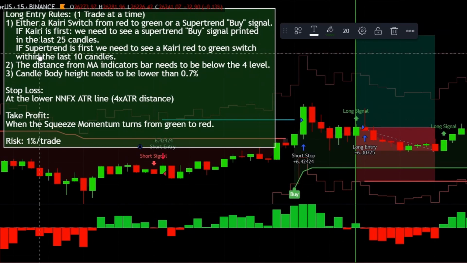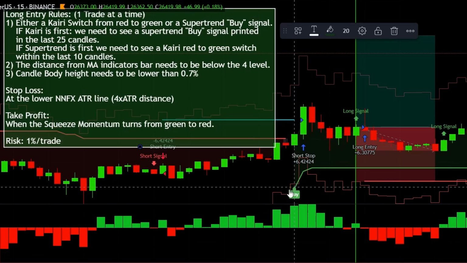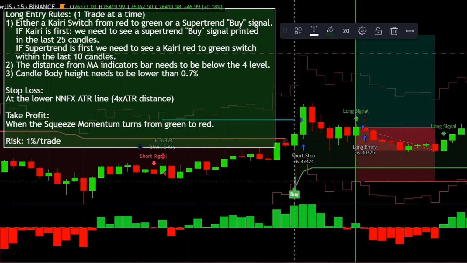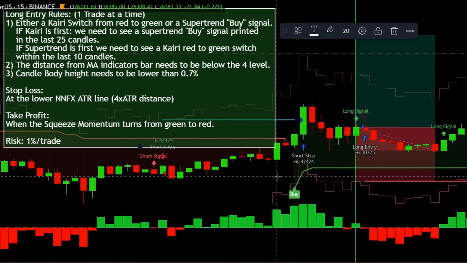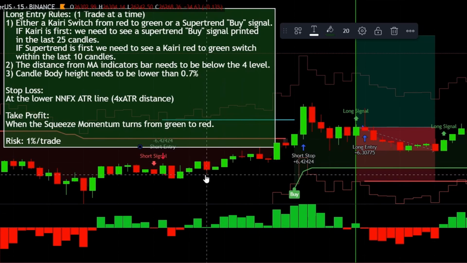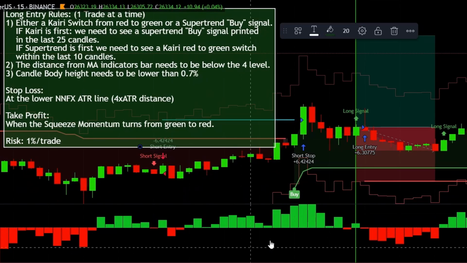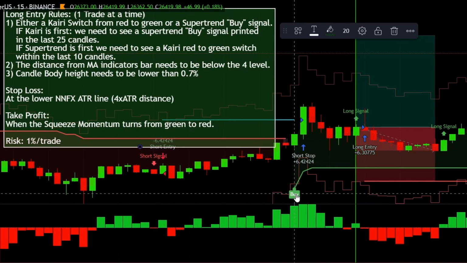On the other hand, if the SuperTrend is first, we need to see a Kairi red to green switch within the last 10 candles. So for example, here we get a SuperTrend buy signal, and if we count back 10 candles, we need to see a Kairi red to green switch for it to be a valid long entry. So 1, 2, 3, 4, 5, 6, 7, 8, 9, and 10. And as you can see, during the last 10 candles, there were no Kairi switches. So this can be an entry signal.